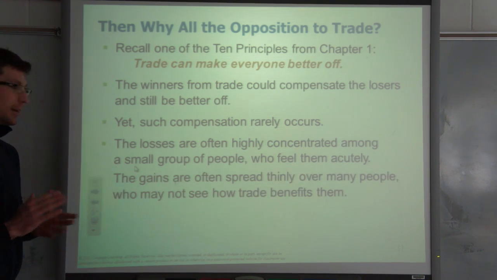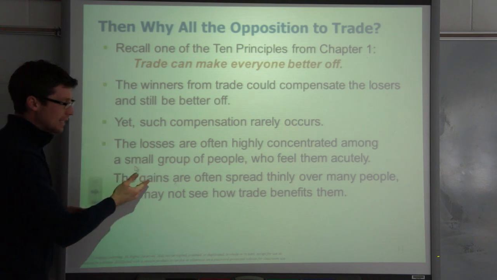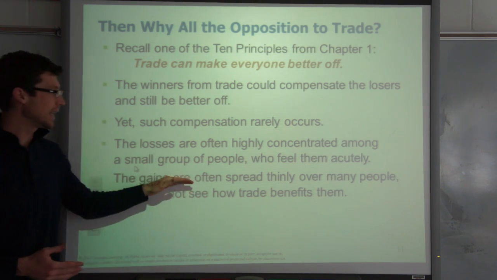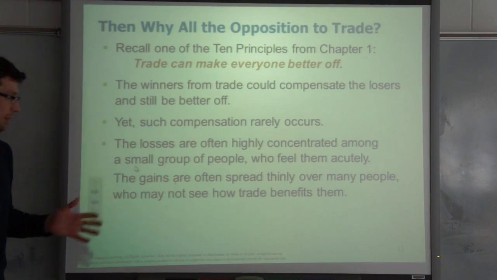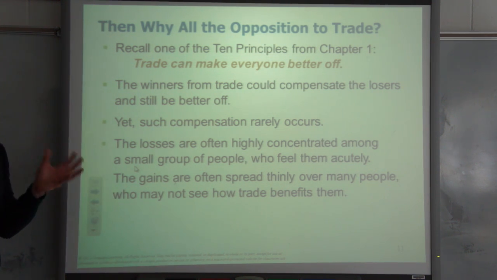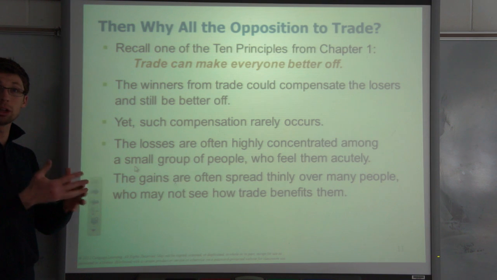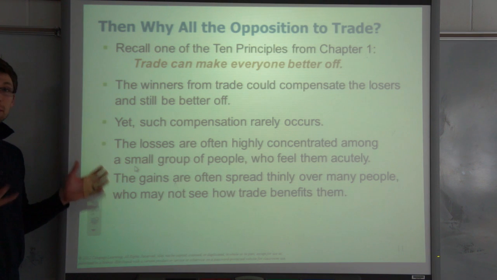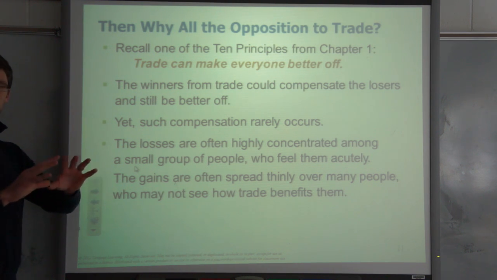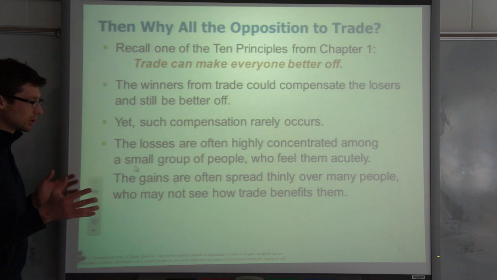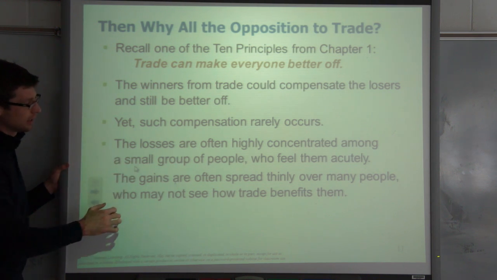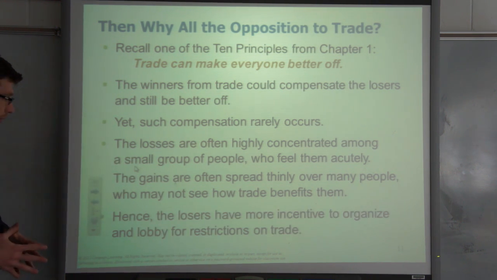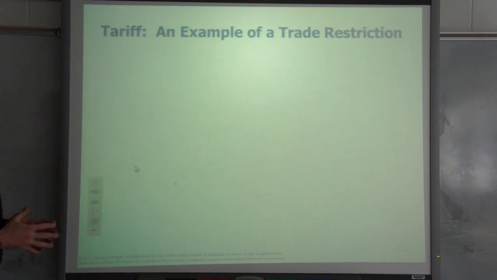And the reason you don't find people defending international trade is it's hard to actually see the gains that are spread so thinly over so many people. It's hard for them to come together and really capture all of the gain that's had by everyone. So it's very difficult. What you hear from the media perhaps in this discourse among adults, international trade is often vilified, and not glorified like it perhaps should be. So hence the losers have more incentive to organize and lobby for restrictions on trade. That's why we sometimes get it.